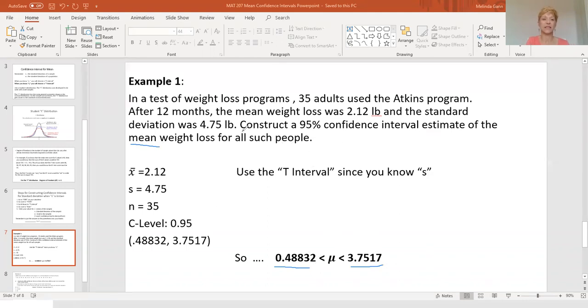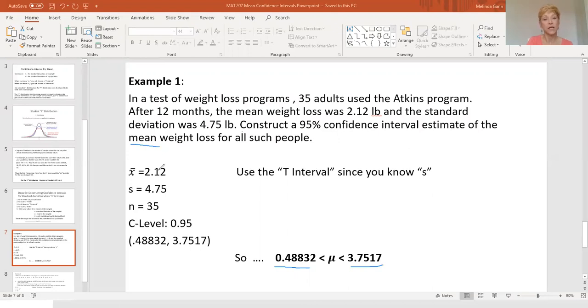Now, I've got to decide whether I know sigma or S. Is this standard deviation coming from a sample or from a whole population of everybody that's on a weight loss program? Well, see, this 4.75 came from this sample of 35. So that's how I know that 4.75 is S. Sometimes it'll say S equals, but sometimes it expects you to read the problem and decide for yourself. So if that value comes from a sample and it's a standard deviation, it's S. So that's how I know to choose T interval.